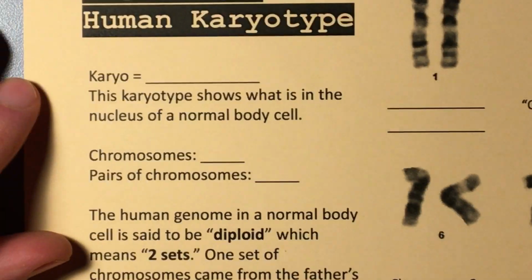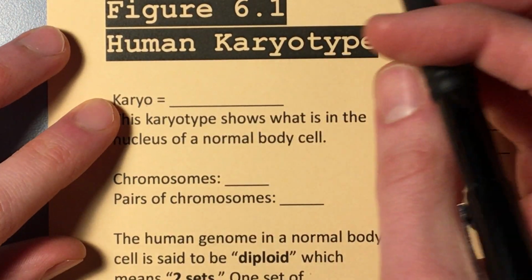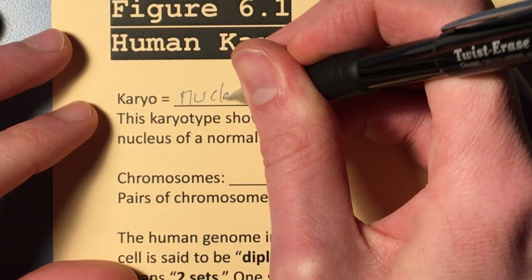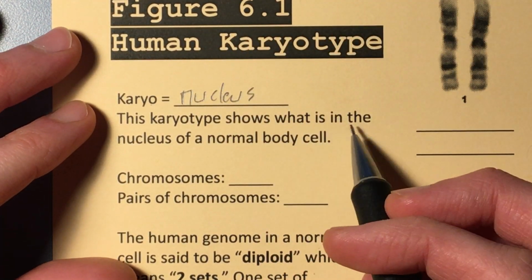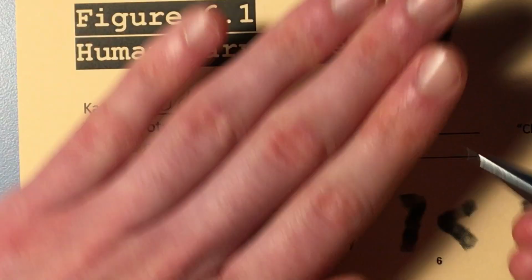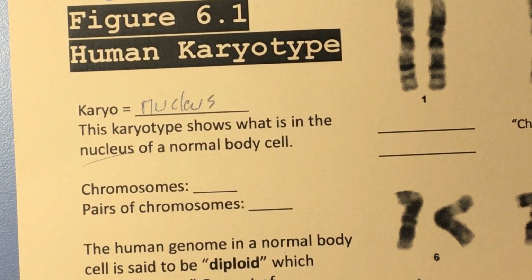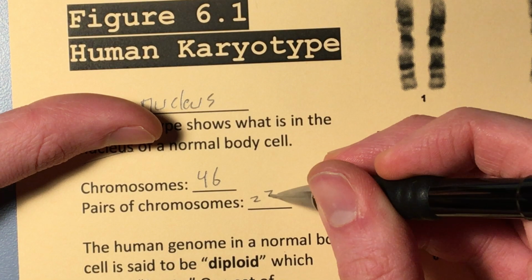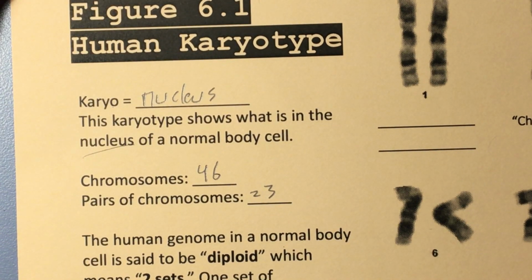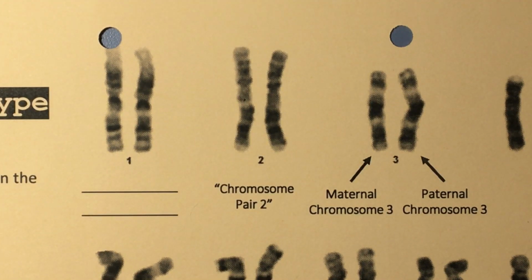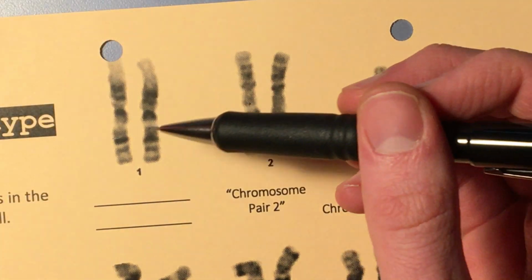Remember, kary, we learned this word in our root words. Karyo, like a eukaryote, means nucleus. So a karyotype shows what is inside of the nucleus of a normal body cell, like the cells inside of my hand right now. Again, there are 46 chromosomes and 23 pairs of chromosomes. So let's look at this.